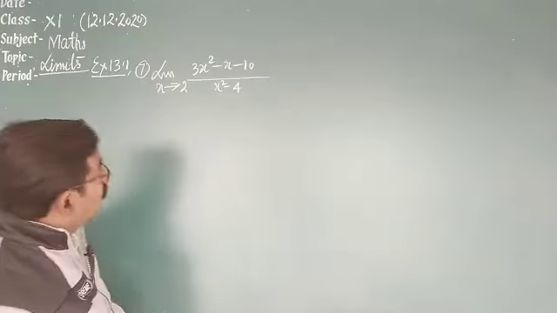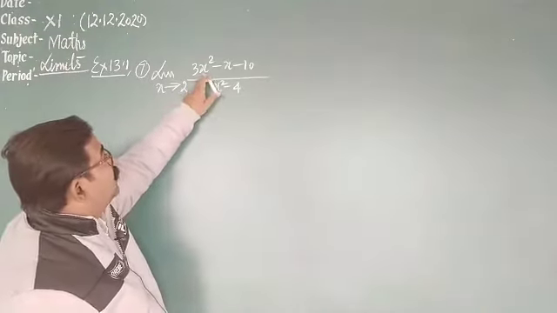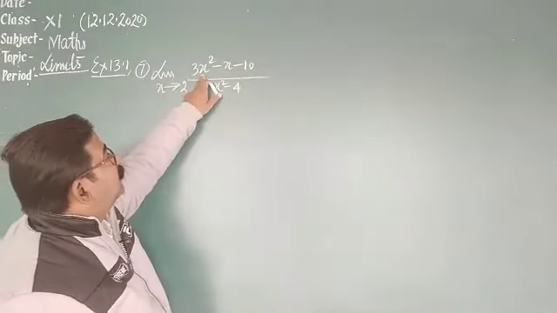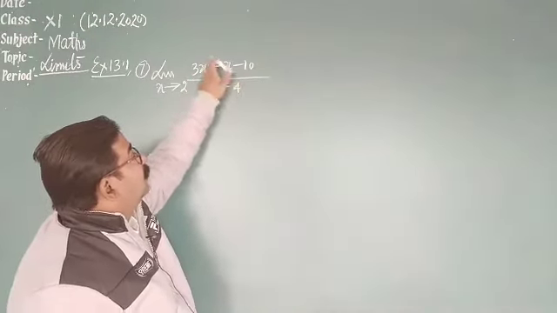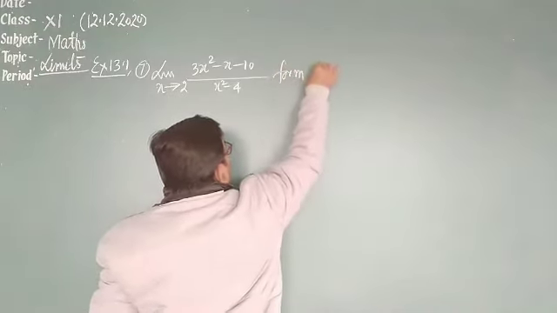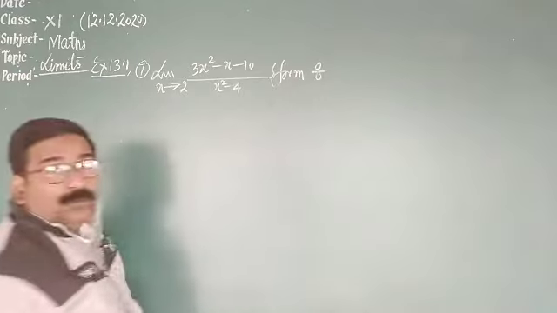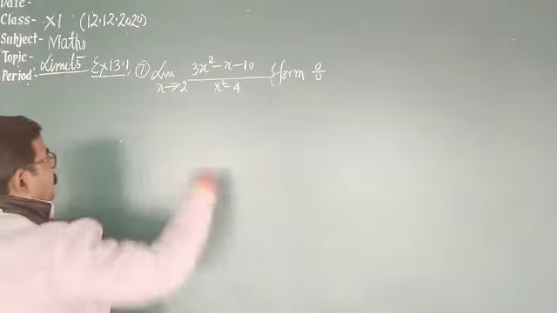x square minus 4. See the function. If you put the value x is equal to 2, this becomes 12 minus 2 minus 10, so 0 upon 0. It is of the form 0 upon 0. So what we have to do? We have to simplify this. See how?